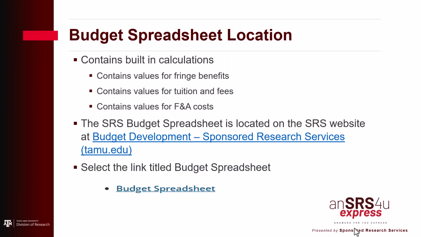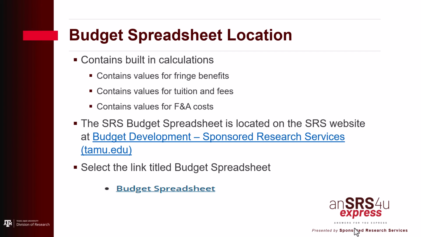SRS proposal administrators use an Excel budget spreadsheet to prepare proposal budgets. This template was created by SRS and contains the formulas to calculate salaries based on monthly salary and effort. The spreadsheet contains formulas for calculating fringe benefits, tuition, and fees. It also contains calculations for determining the facilities and administrative costs.